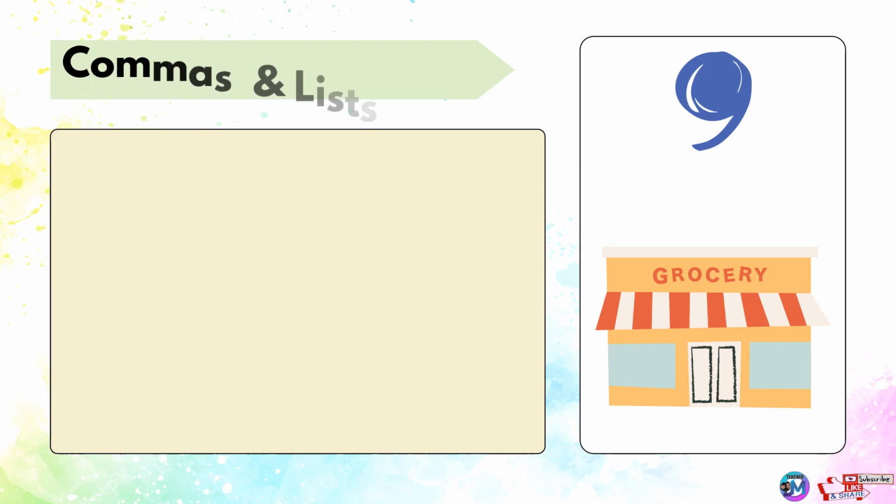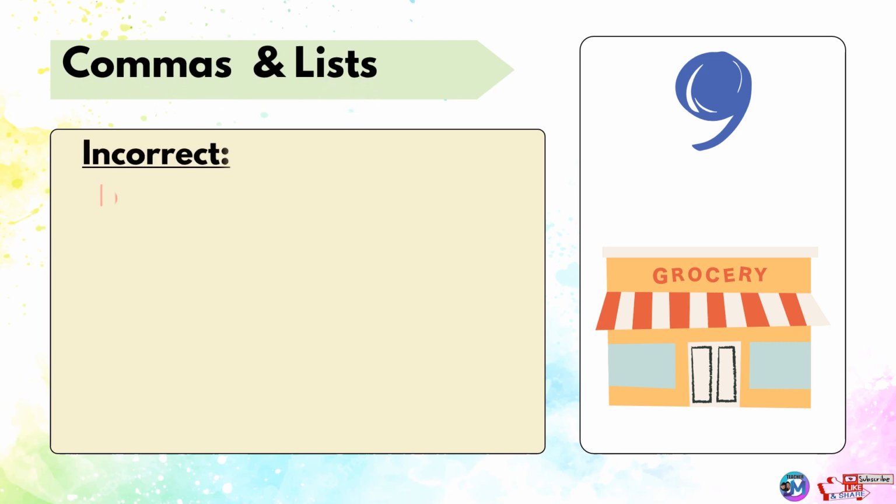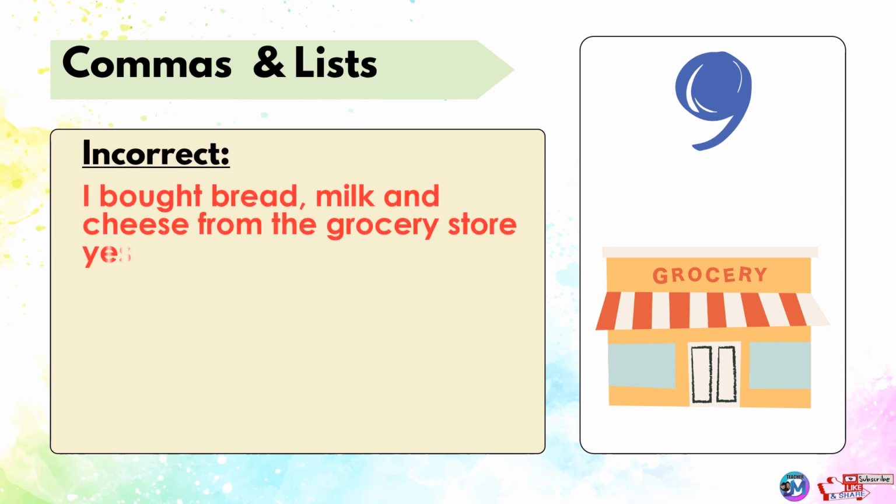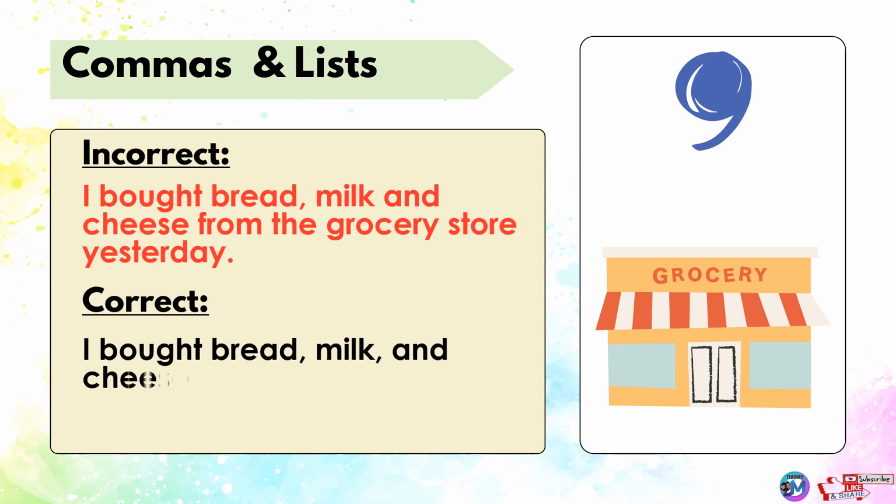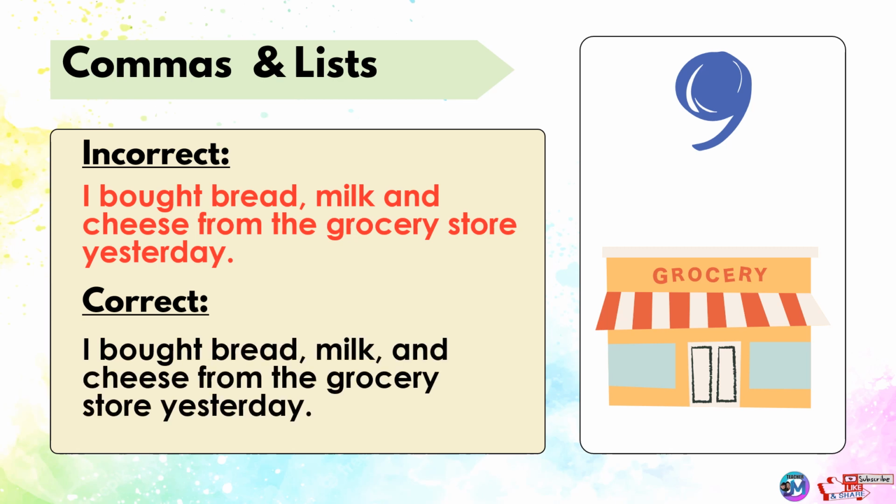What are the correct and incorrect usage of commas and lists? Example of incorrect usage of commas and lists. I bought bread, milk, and cheese from the grocery store yesterday. Now, let's look at the correct example of using commas and lists. I bought bread, milk, and cheese from the grocery store yesterday. Let's look at the difference of the correct and incorrect usage of commas and lists. What can you say? Correct. To separate items in a list, you must put a comma.